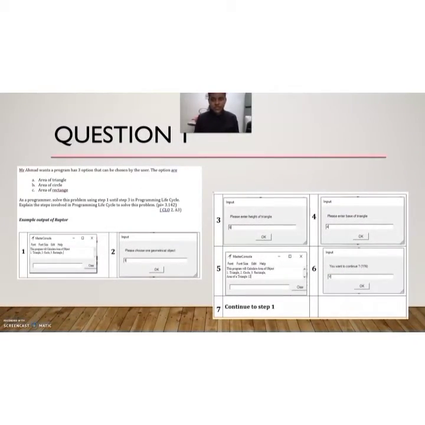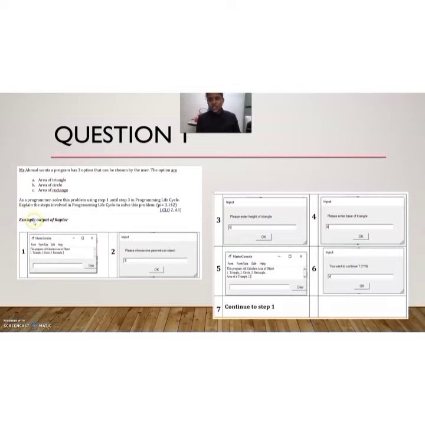This is my question 1. Let's see question 1. Mr. Ahmad wants a program that has 3 options that can be chosen by the user. The options are area of triangle, area of circle, area of rectangle. As a programmer, solve this program using step 1 until step 3 in a programming life cycle. Explain the steps involved in the programming life cycle to solve this problem.